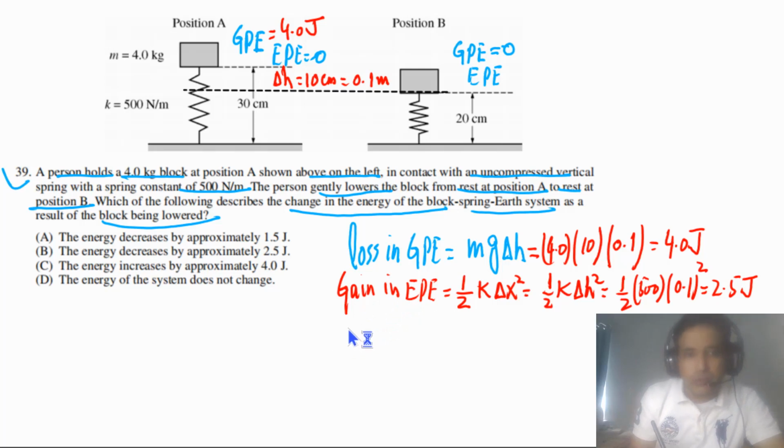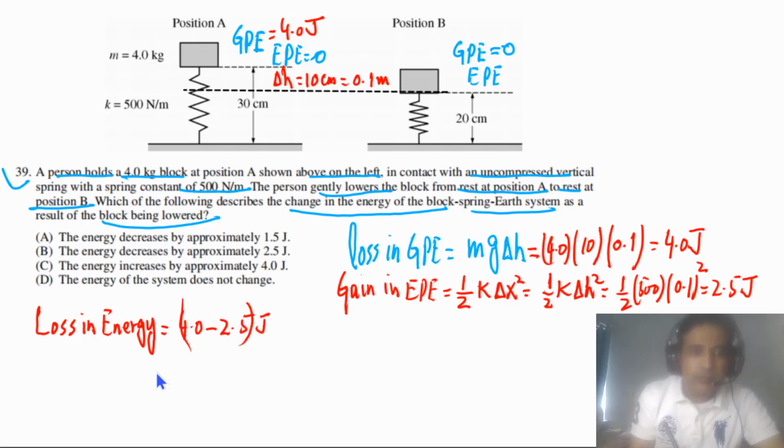So now we need to calculate in this case the loss in energy of the system, or we can say the change in energy. So the loss in energy in this case is equal to 4.0 minus 2.5 joules. So we will get 1.5 joules. This means the energy has decreased by this much approximately.